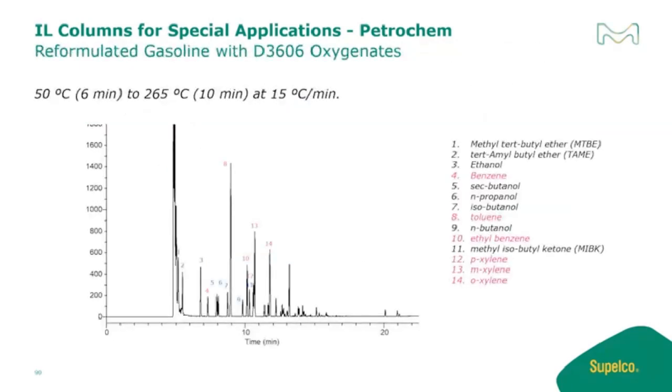And here's just some example where we're looking at reformulated gasoline with the D3606 oxygenates on the SLBI D3606. Again, peak 4 is benzene, very well resolved. Looking at some of the other oxygenates in gasoline, and then again, you can easily see toluene and some of the other aromatic compounds in gasoline, so easily resolved on the D3606 capillary column. Again, peak 3 is ethanol, a good peak shape, well resolved from benzene.